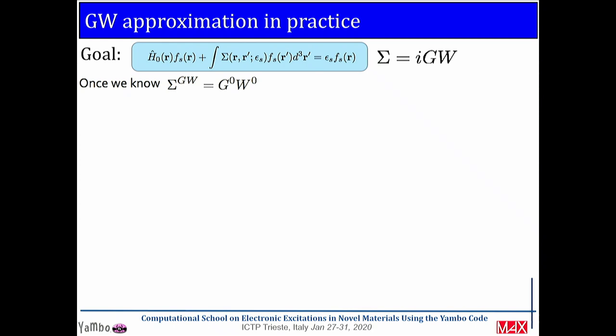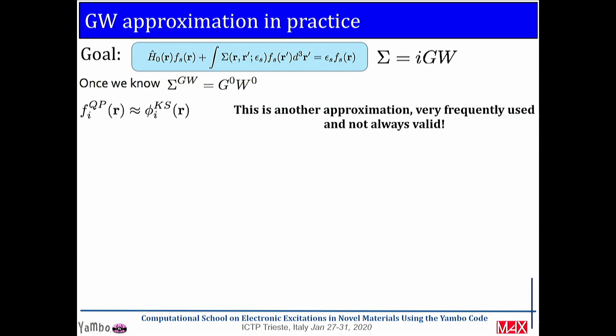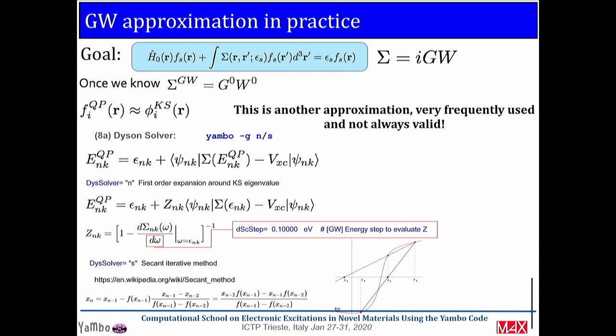Now, once we see how to calculate G zero, and W zero also in its frequency behavior, we want again to solve this equation. Here, we assume that our Dyson orbitals are our Kohn-Sham orbitals. This is another approximation that enters the calculations. So with this approximation, now we can solve this quasi-particle equation. This is a nonlinear equation. What we can do is either develop around our Kohn-Sham eigenvalue and solve at first order, which is what is usually done. There are other alternatives, such as a second iterative method, just an iterative method to find the root of our function.